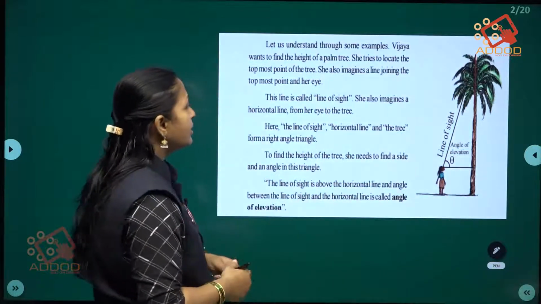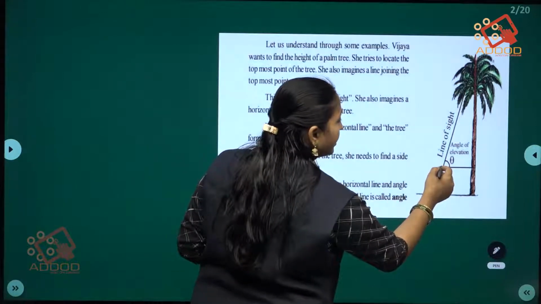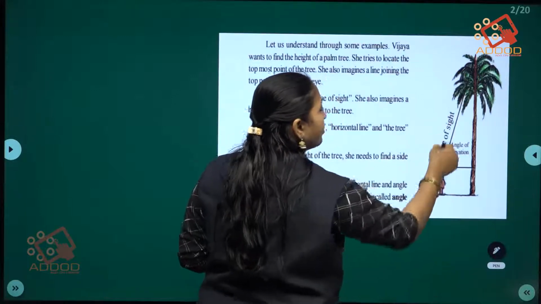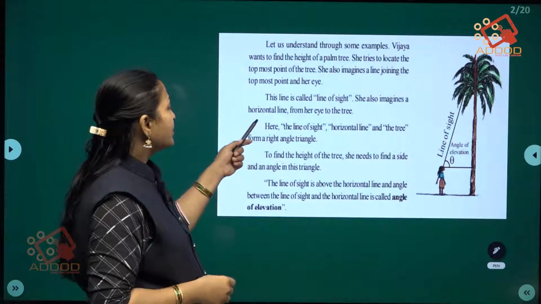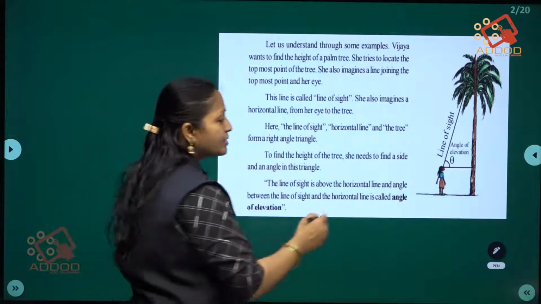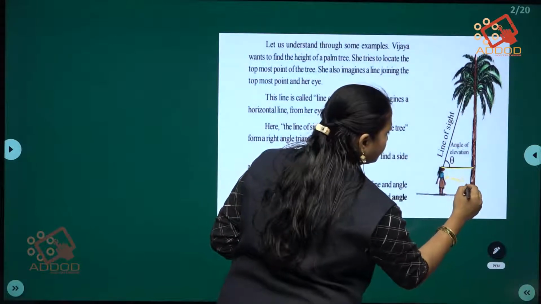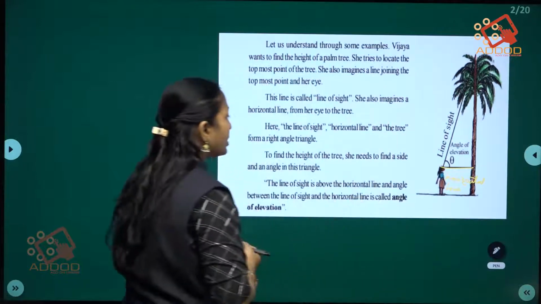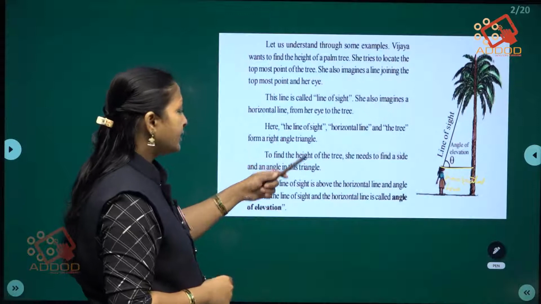This line is called the line of sight. So the line from her eye to the topmost point, where she is looking, is called the line of sight. She also imagines a horizontal line from her eye to the tree. This is called the horizontal line. And the tree forms a right angle triangle.